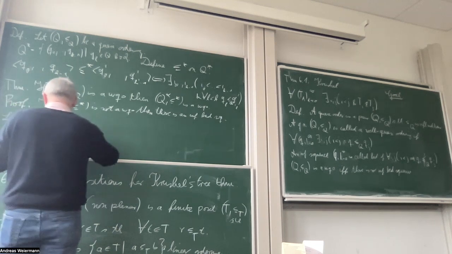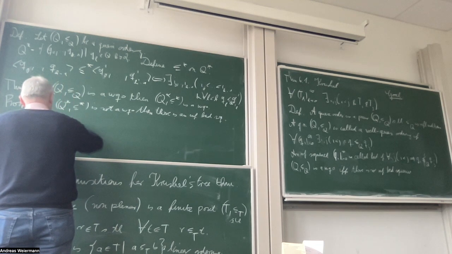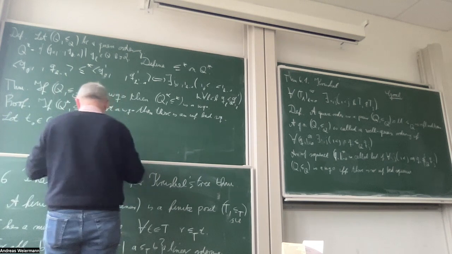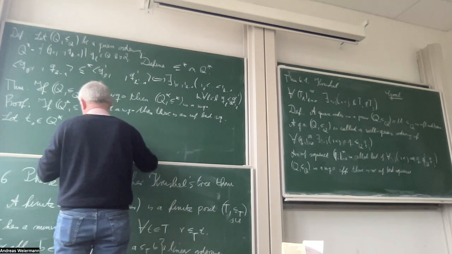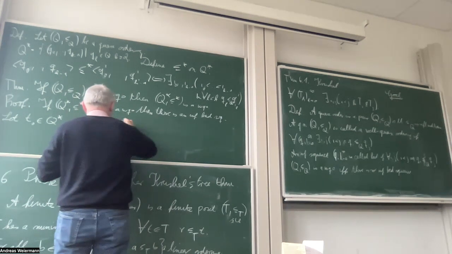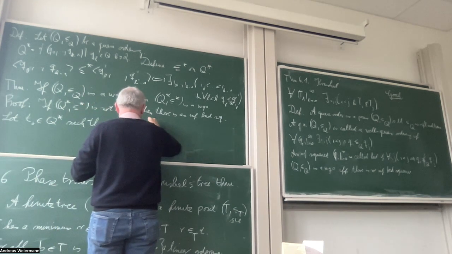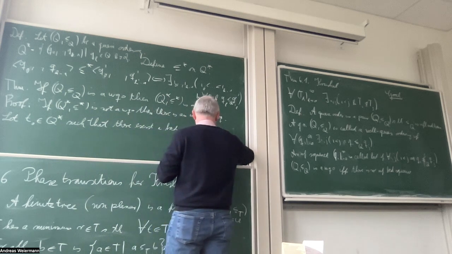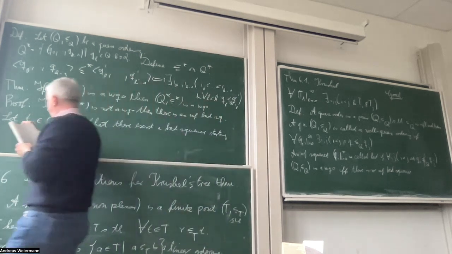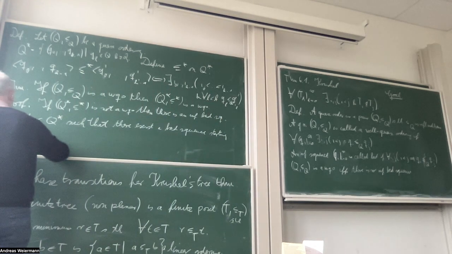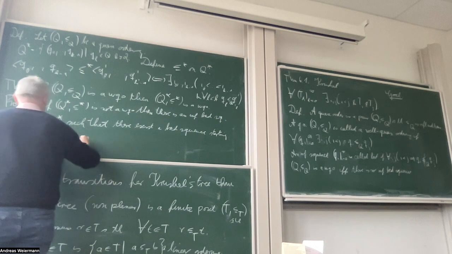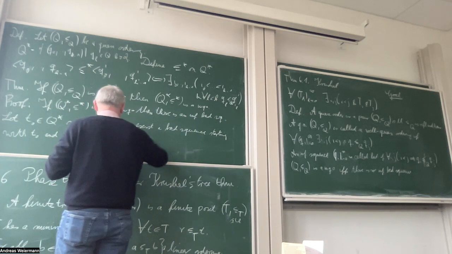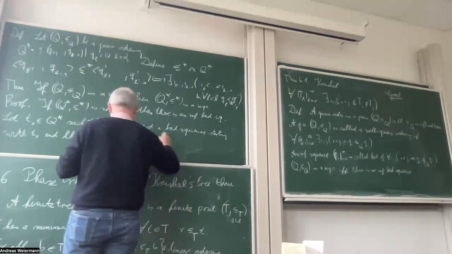So let this t_0 be such that there exists a bad sequence starting with t_0 and the length of t_0 is minimal possible. Okay.